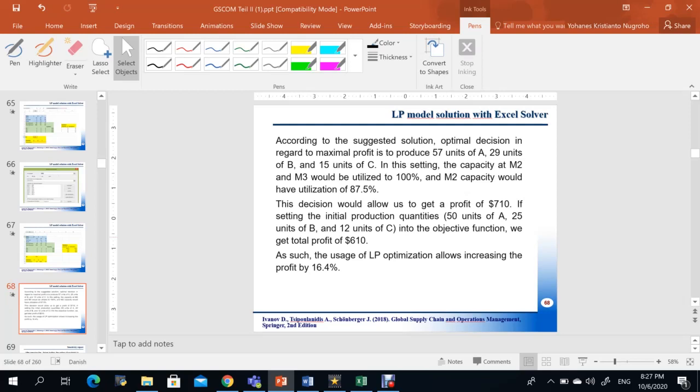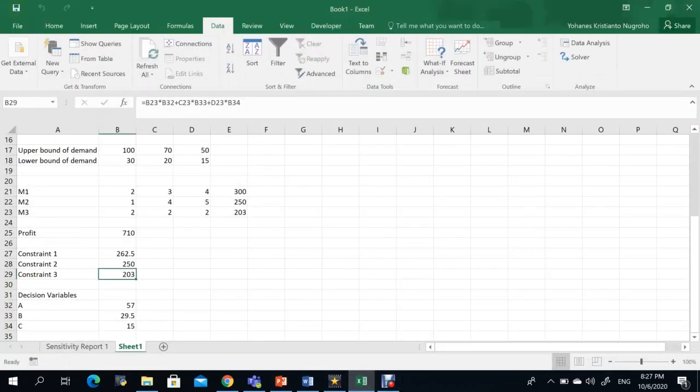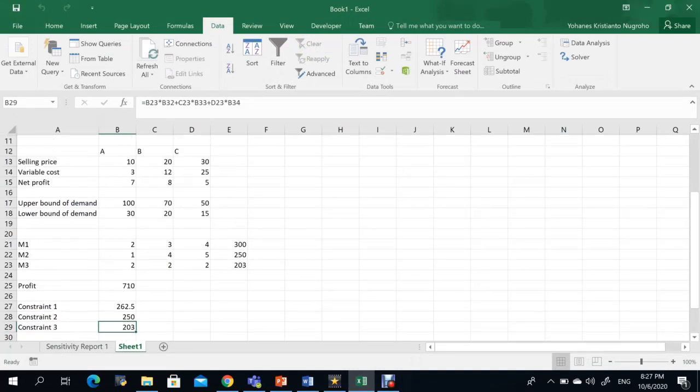In this setting, the capacity of M2 and M3 will be utilized to 100% according to the solution obtained from our optimization. Here we have 57 should be produced.